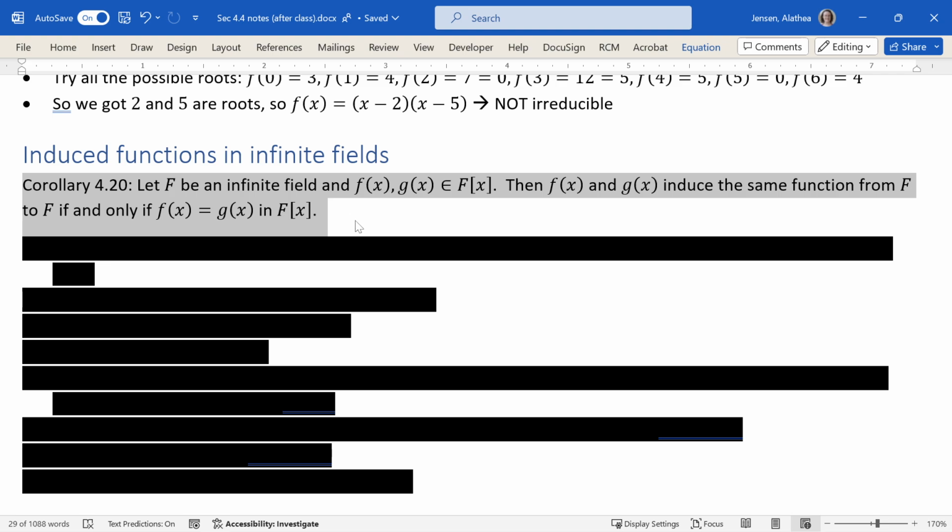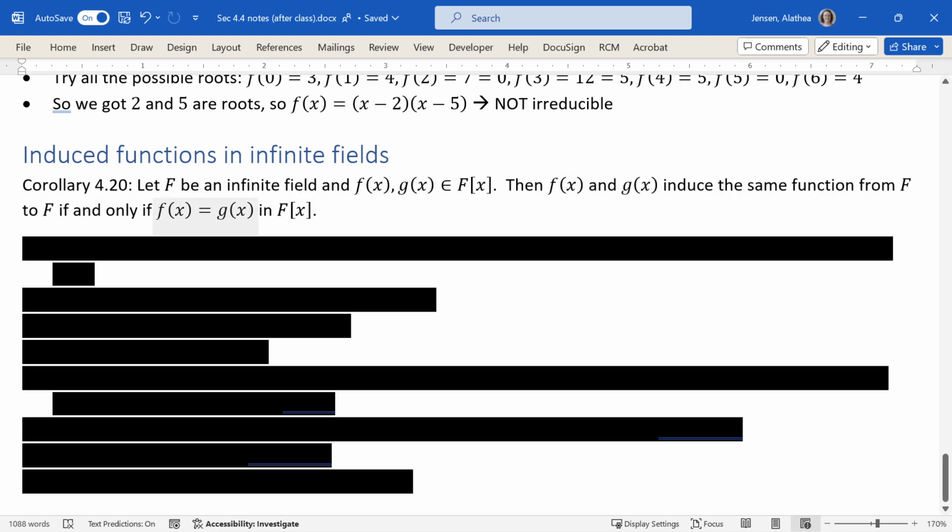So if we have two polynomials, f of x and g of x in F bracket x, and F is an infinite field, then they induce the same function from F to F if and only if they are actually the same polynomials, the same formulas in F bracket x. So in order to actually prove this, we needed all the tools that we went over in today's notes. So let's look at the concept of how you do this.